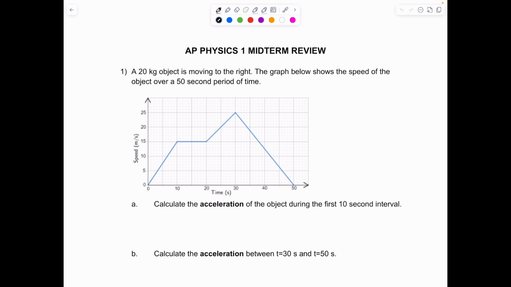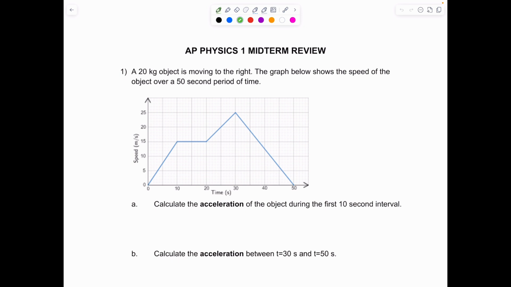So a speed versus time graph, a couple things we got to remember about it. First, we got to remember that the slope is acceleration. And it's helpful to remember that the area under it is the displacement of the object. Positive areas will be forward displacement, negative areas will be backwards displacement. So question A asks to calculate the acceleration during the first 10-second interval.